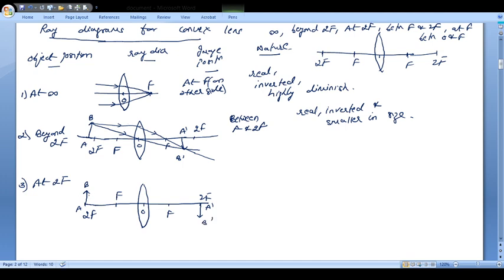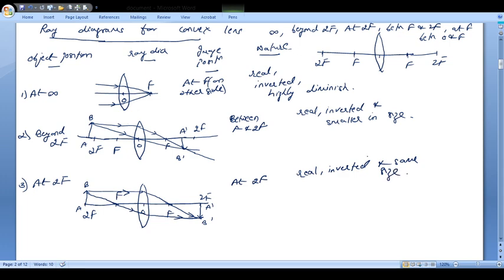One ray which is parallel to the principal axis will pass through the focus. So from here it will pass through the focus and come here. And another you will find passing through the focus. After refraction it will become parallel. So parallel, you will find it will come and meet here. So you will find the image is at 2F, and it is real, inverted and the same size.